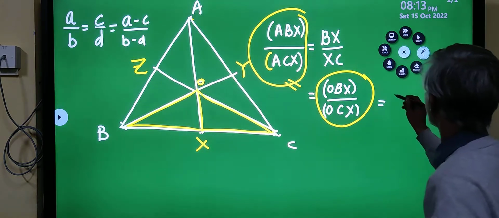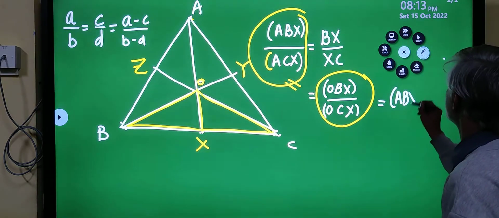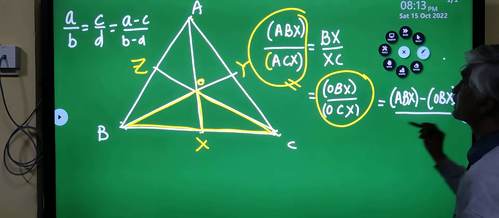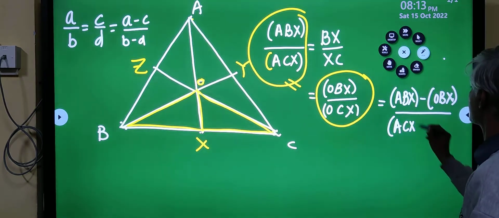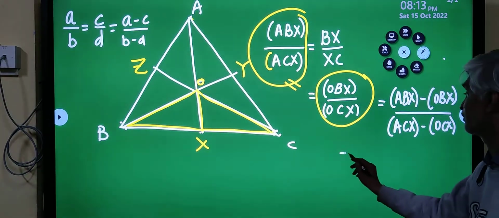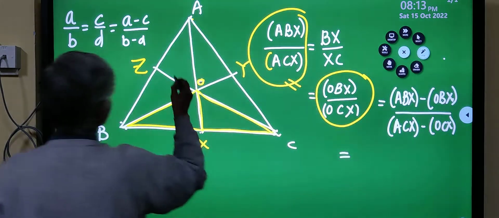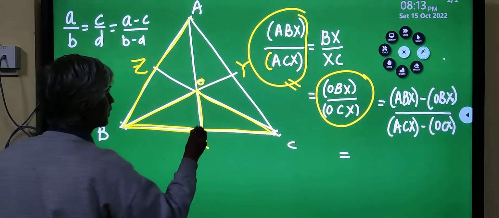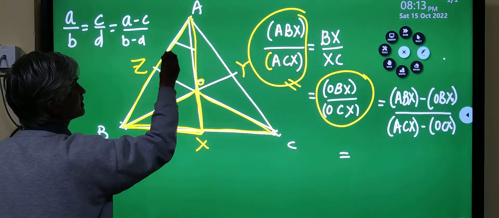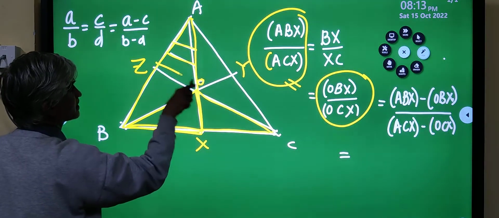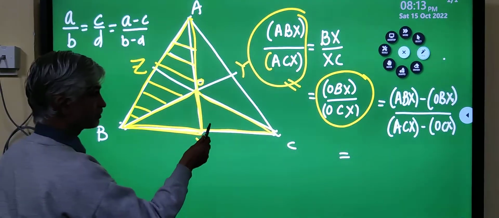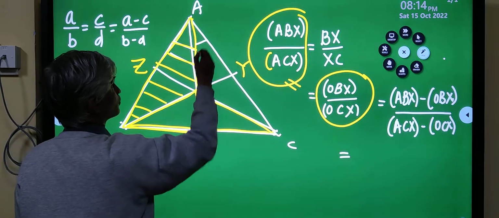So this ratio is also equal to the area of ABX minus the area of OBX, divided by the area of ACX minus the area of OCX, and we're almost done once we realize that the area of this minus the area of this is just this area, and here is where the nice symmetry comes in, divided by this area.